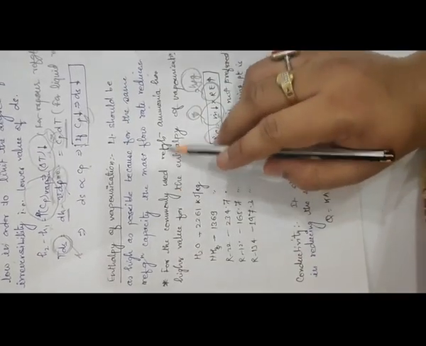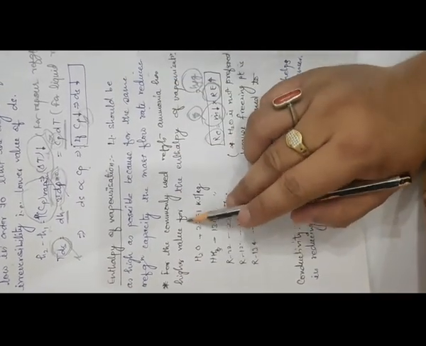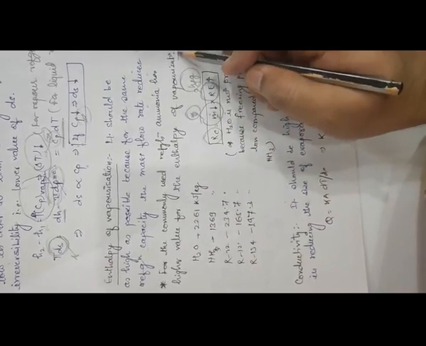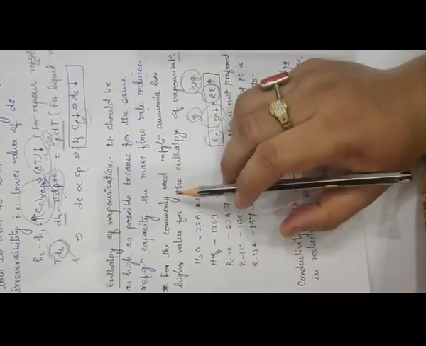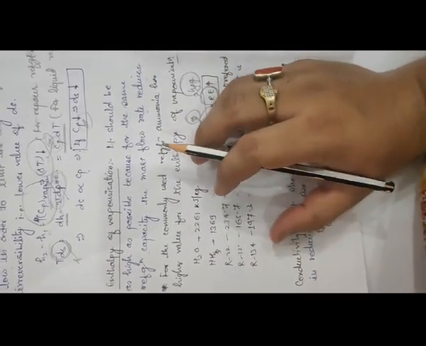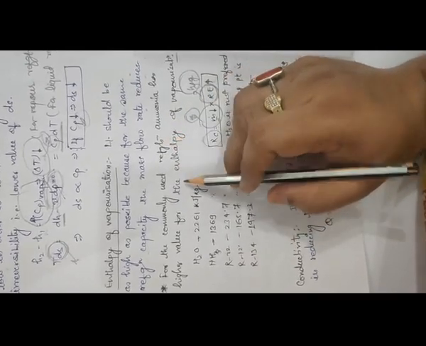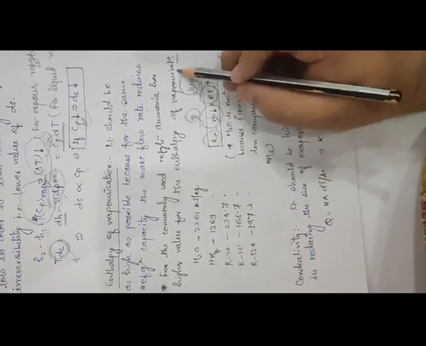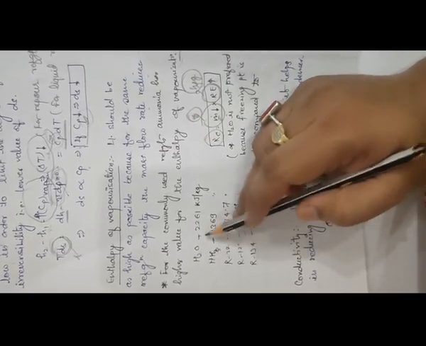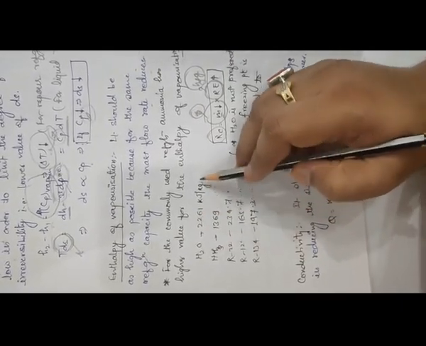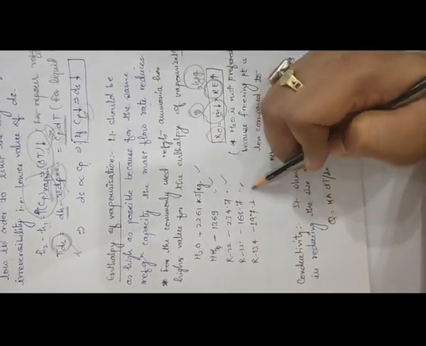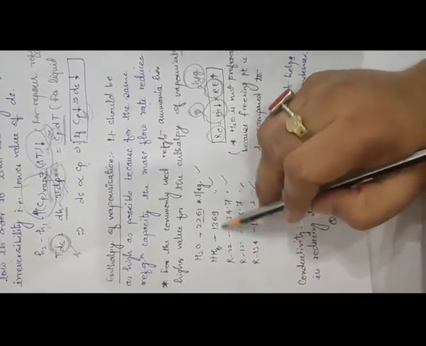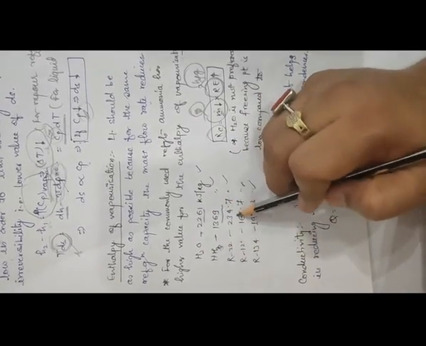For the commonly used refrigerants, ammonia has the higher value of enthalpy of vaporization. There are different refrigerants which are used, but ammonia is the refrigerant which has the higher value of enthalpy of vaporization. Here are the enthalpies of vaporization for a few of the refrigerants. We can see that H2O has 2261, NH3 has this one.